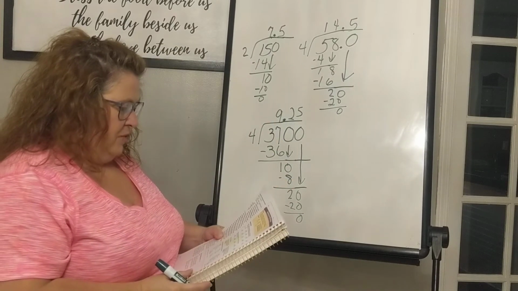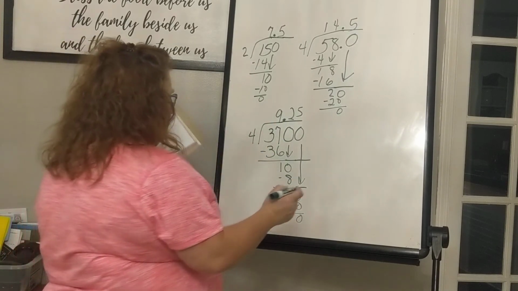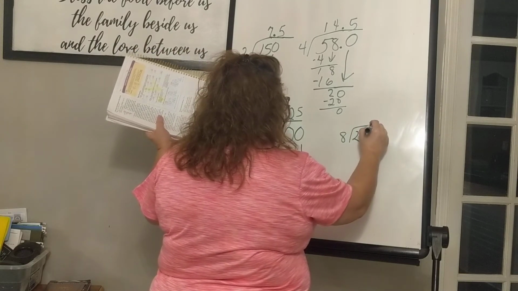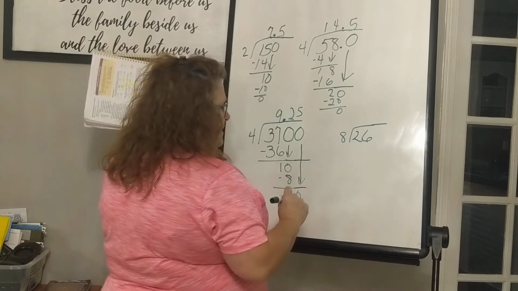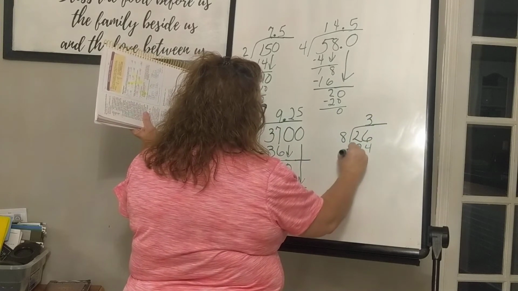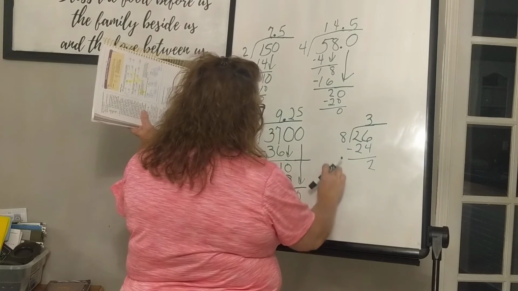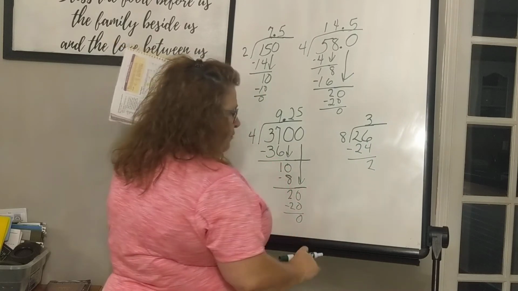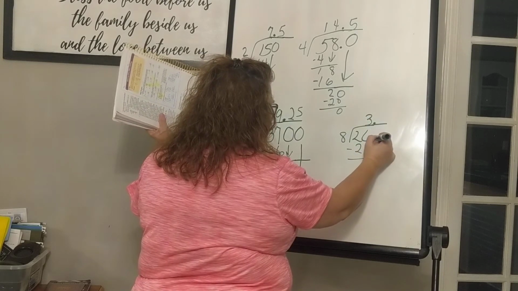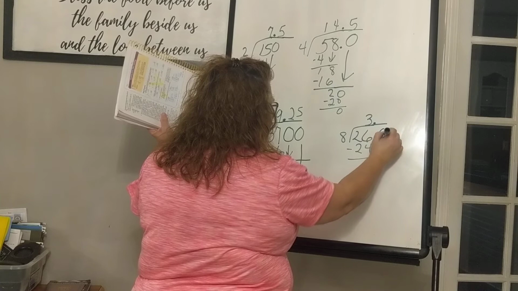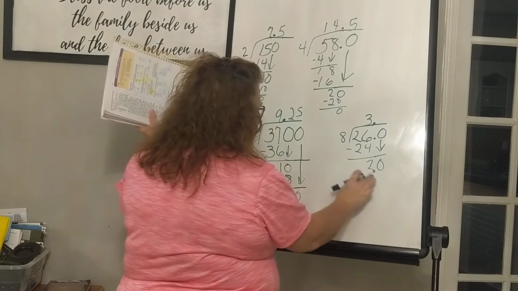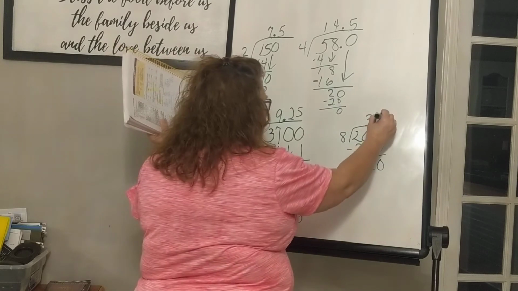Let's do letter B together too. We have 26 divided by 8. How many times will 8 go into 26? 8 times 3 is 24, so we subtract. 2 is smaller than our divisor. We don't want to have a remainder, so we will annex a decimal point in our quotient and a 0 in our dividend. We bring down our 0. How many times will 8 go into 20? 8 will go into 20 2 times.